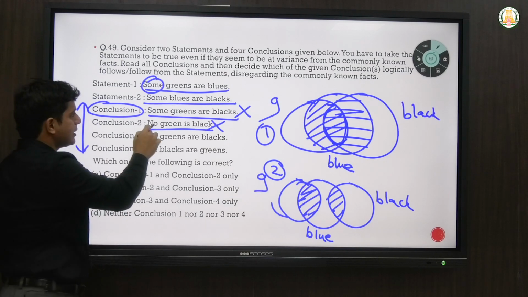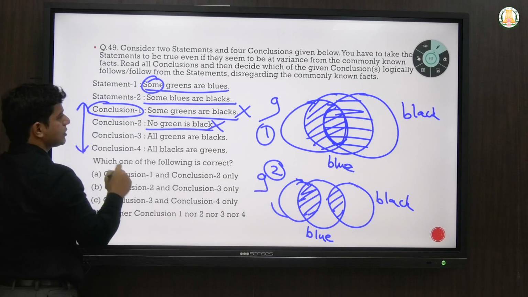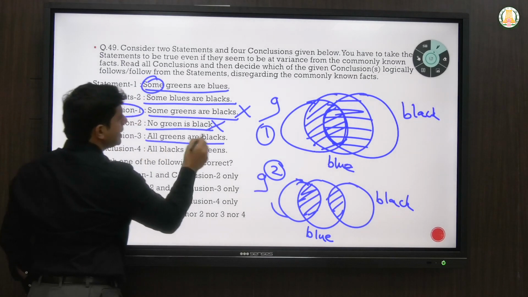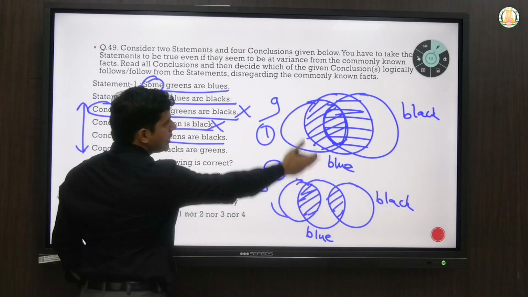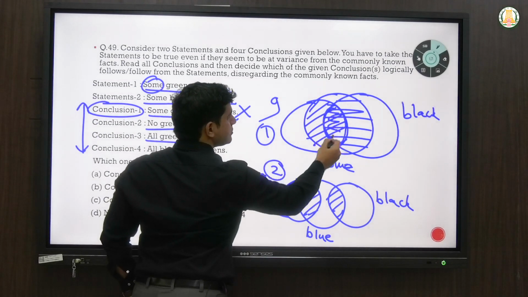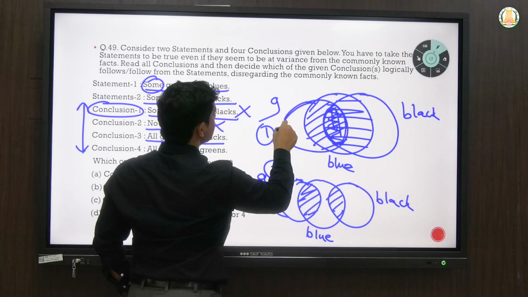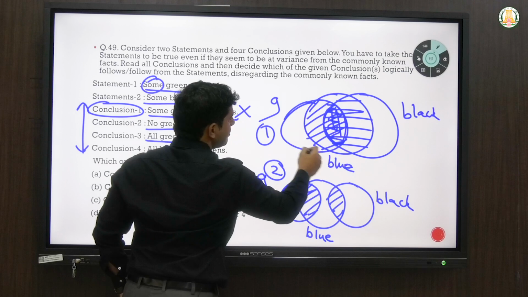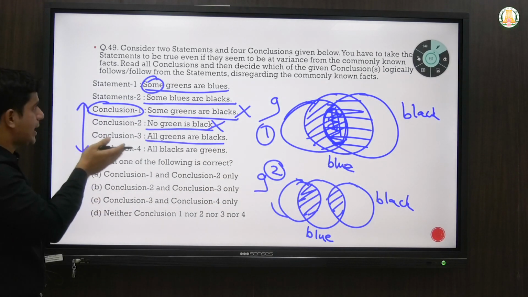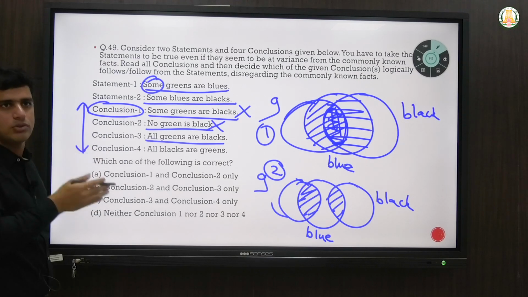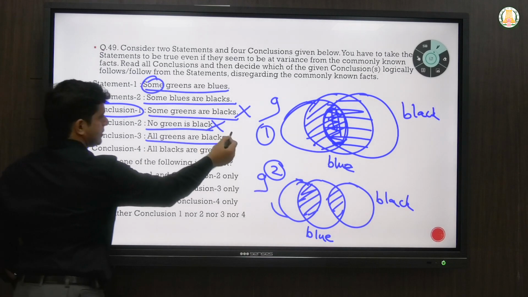Both cases are possible with the given statement, so you cannot say that no green is black. Okay, so this is also wrong. Now what he says again, all greens are blacks. Obviously in one diagram they don't have anything in common, but here they have some area in common. But you can't say everything that is green is black, because there is some area exclusive to their own color. So all greens cannot be blacks.